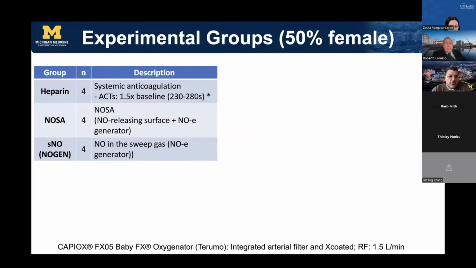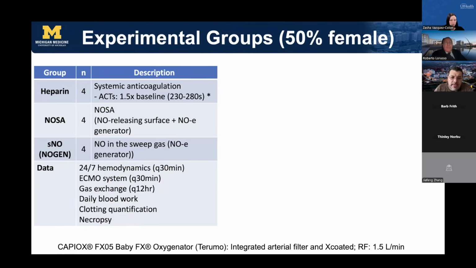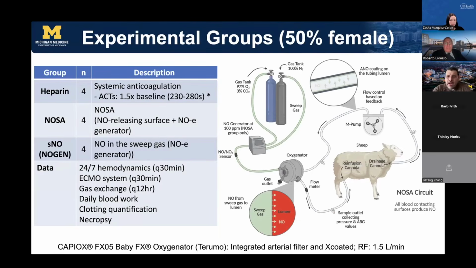So again, as I say, 3 groups. One is the heparin group, the standard system, trying to maintain anticoagulation at about 1.5 times baseline. This is with a heparin infusion over the experimental time. Then we did the NOSA, which is basically the combination of nitric oxide releasing circuits, including cannula, tubing, and connectors, and the addition of nitric oxide from the generator in the sweep gas. And then we saw the opportunity to test just the sweep gas, 100 ppm over 14 days. As I mentioned, we collect data continuously, and we're going to present it every half hour, every day.